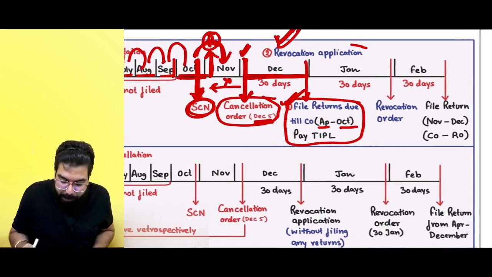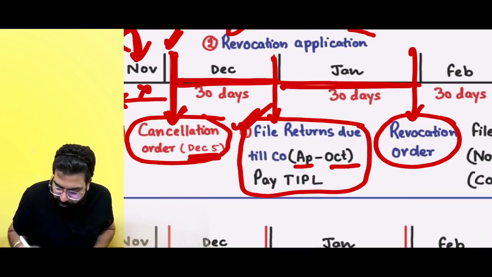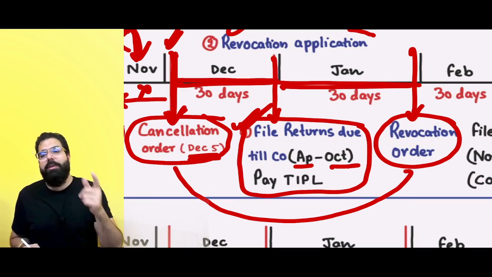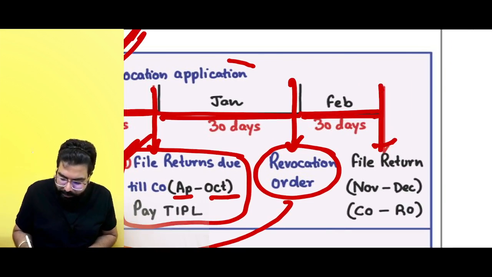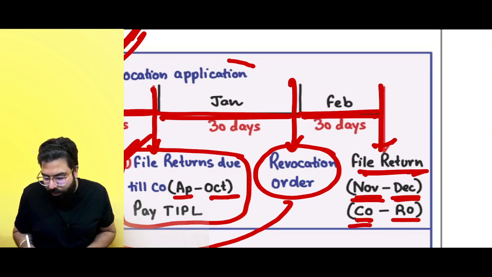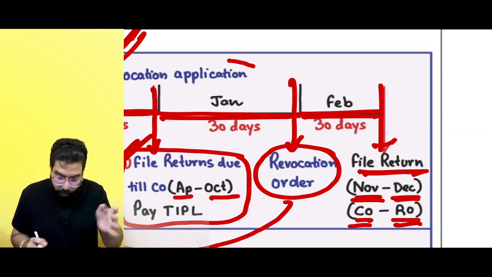File your revocation application. Then within the next 30 days, they issue you a revocation order. Listen, from the cancellation order to the revocation order, whatever returns were due, those are to be filed within the next 30 days, basically November and December's returns. From the cancellation order till the revocation order, whatever returns were due, you have to file. Okay, sir, point is clear.